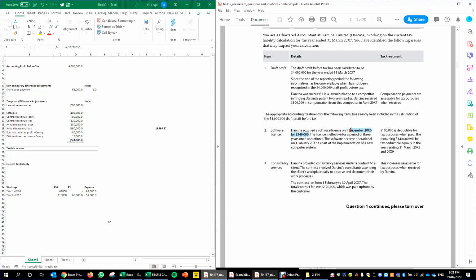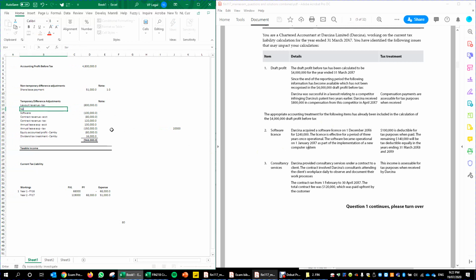So the trick is it's not when they purchased it, it's when it became operational, which was 1 Jan 2017. So how many months is that till 31 March 2017? It's January, February, March, so it's 3 months. The amortization is 240,000 over 36 months because it's 3 years, and then we times that by 3, because that's January, February, March. So there we go, $20,000. There'd actually be $20,000 of software license expense in the P&L that we need to reverse out. Software amortization, 20,000. Cool.